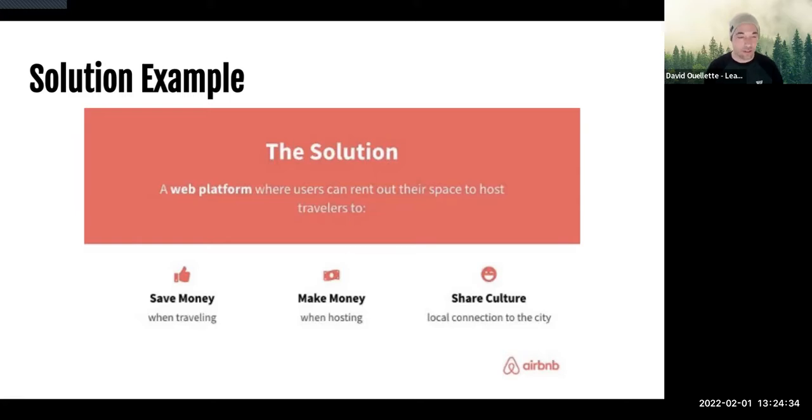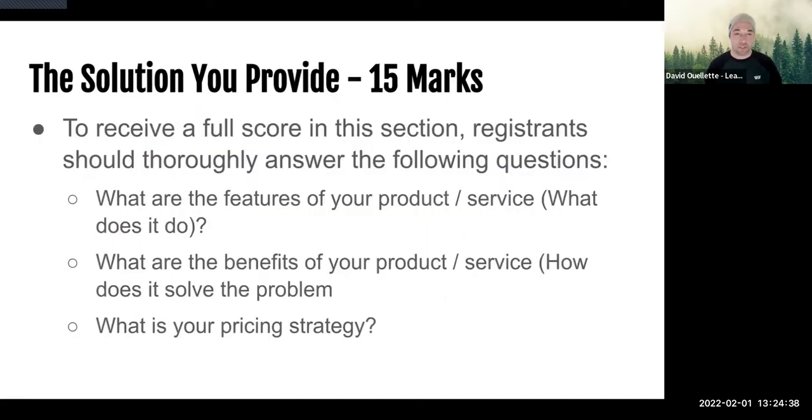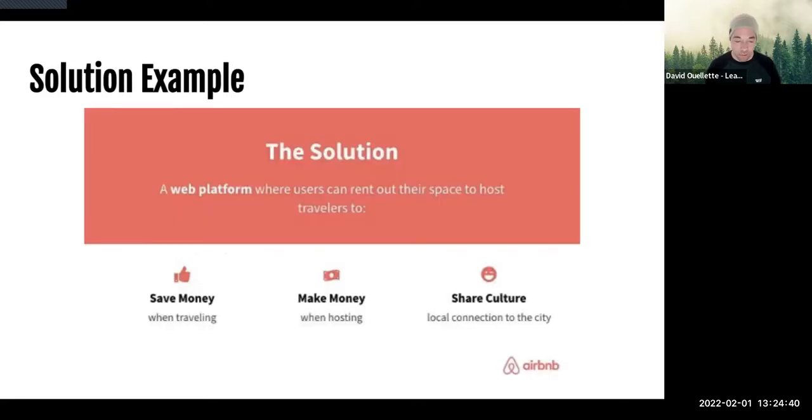Now for yours, this is an exact example because we've asked you to also include some features and benefits. That's what we see here. The benefits are that you save money, you make money, you share culture. The only feature we see here is that it's a web platform that you can rent out your space and you can host travelers. So it's a bit of features. You might have to have a little bit more detail there when you go into features and benefits. Okay.